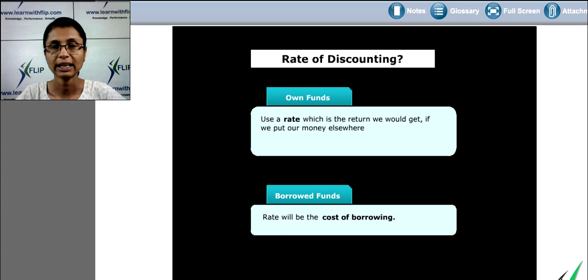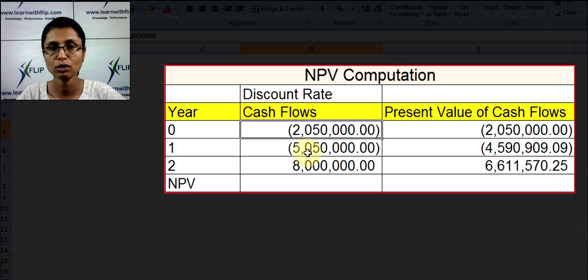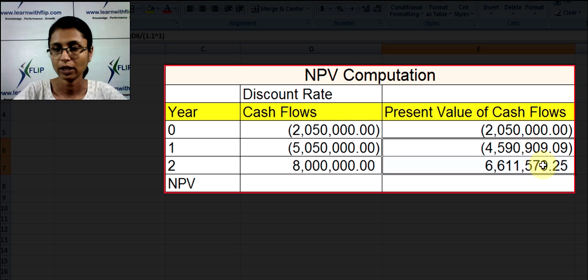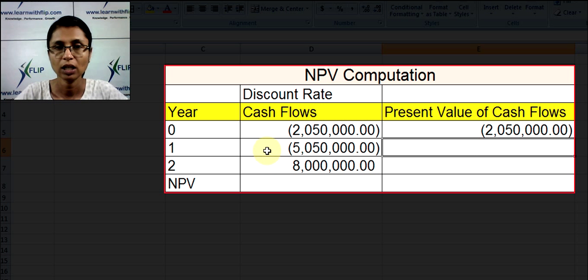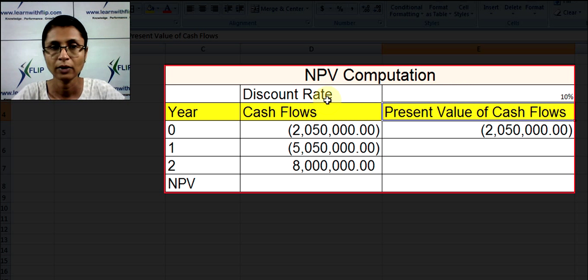Okay, so knowing that, let's put down these cash flows: year 0, year 1, year 2. We're using the negative sign for the outflows and positive for the inflows. Now, hang on, let me delete this. Okay, so let's put down the present values. 20 lakhs, 50,000 is already at the present. I don't need to do anything to that. What about this? Before that, I'm putting a discount rate, 10%. Let's make it more visible and format it as a percentage.